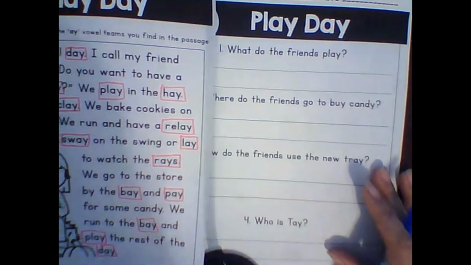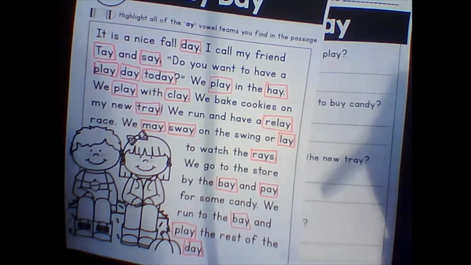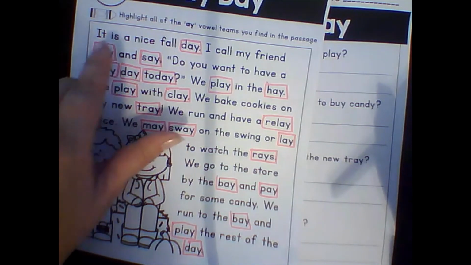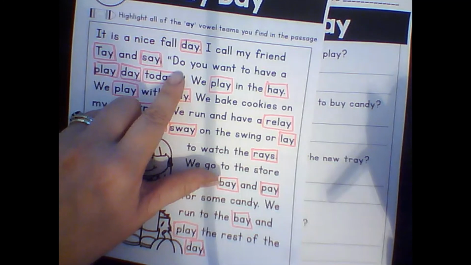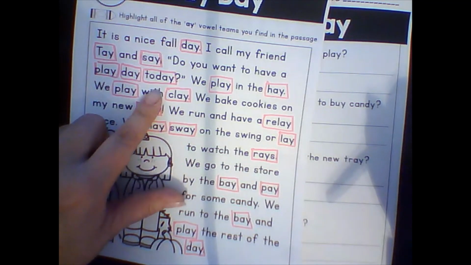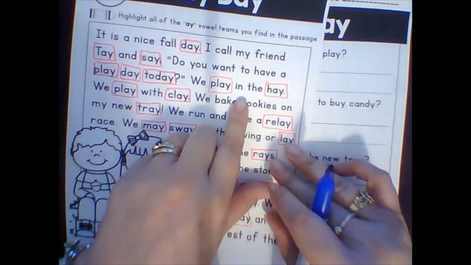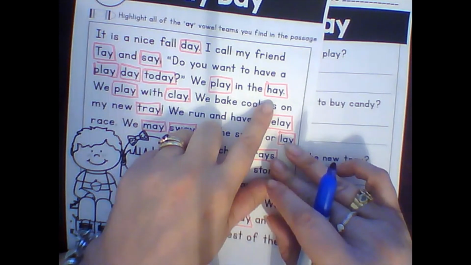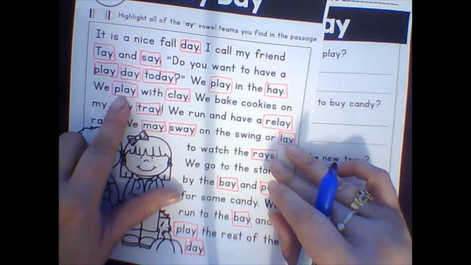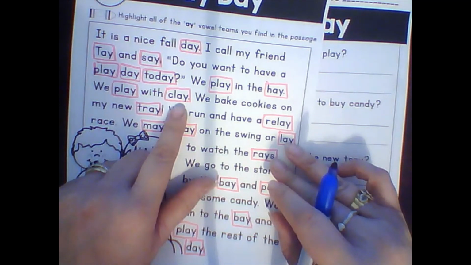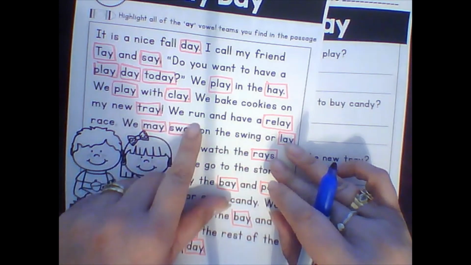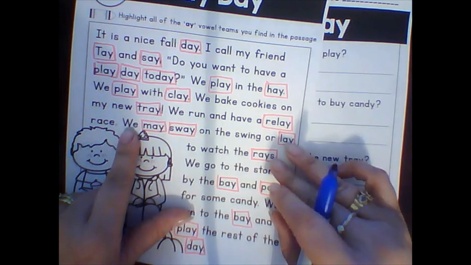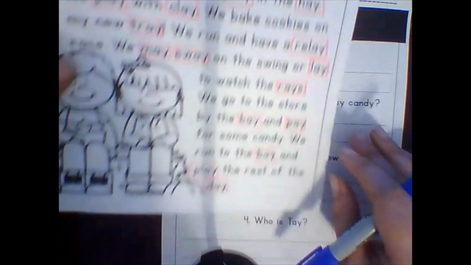Let's have a look in our sentences. Remember, we ask our friend, "Do you want to have a play day today?" They play what? In the hay. They play with clay. We bake cookies on a new tray. We run and have a relay race. Okay, so let's move that over here.